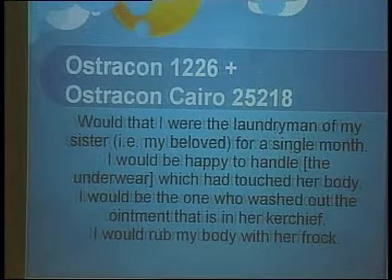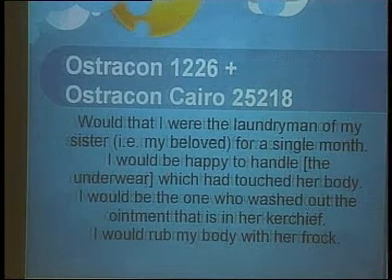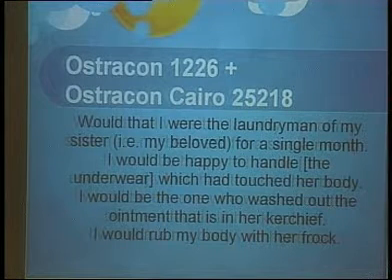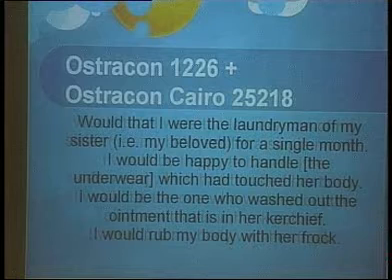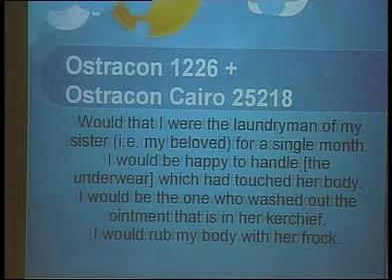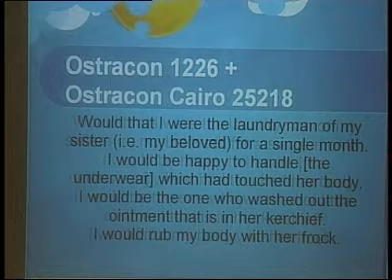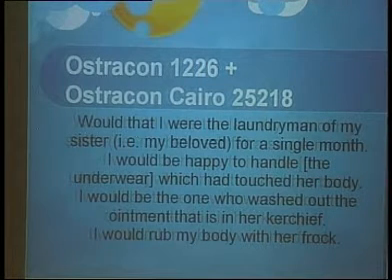This is a much more positive view of the laundryman in one of the love poems, so two ostraca in Cairo, which we can join to get this view of the advantages of being a laundryman. So I think we need to contrast that with the earlier Satire of the Trades.